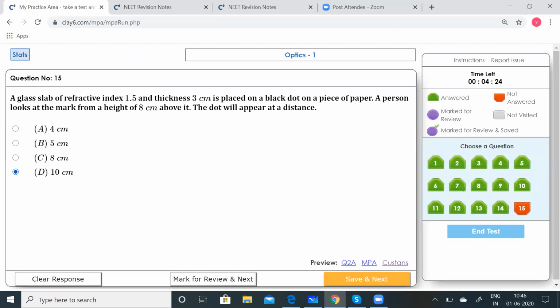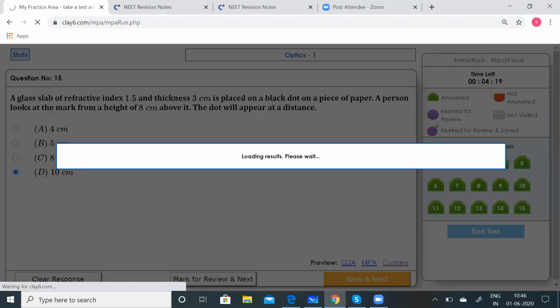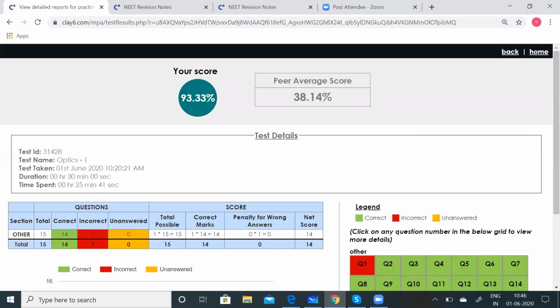So we have completed everything. Save that. End the test. Say yes. Now the results are loading. Let's see if there is anything wrong. Yeah, it says one answer is incorrect.